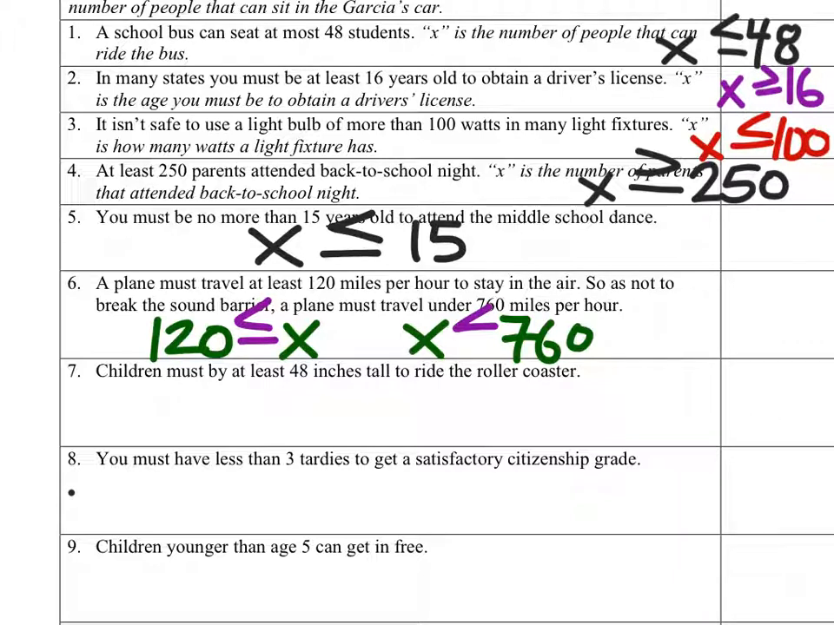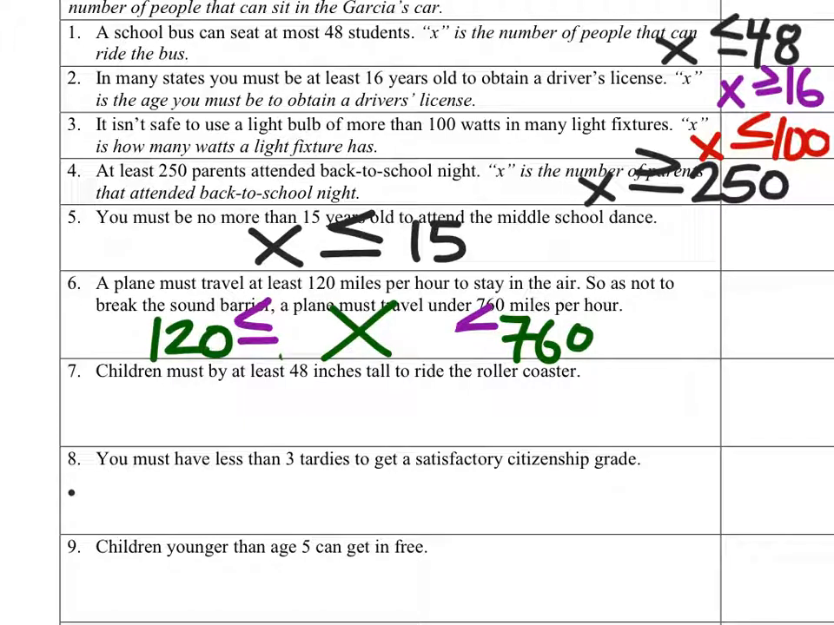Now in addition to this, notice how the X is in the middle of both of these? We could just make this one big inequality. This is called a compound inequality, where we're comparing X with two different things at the same time.